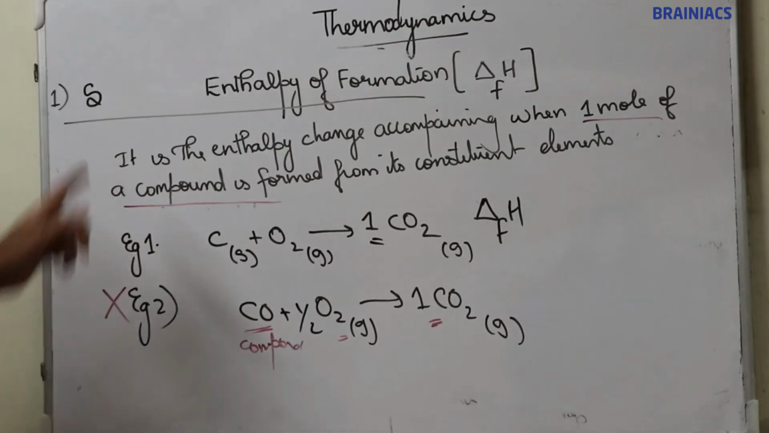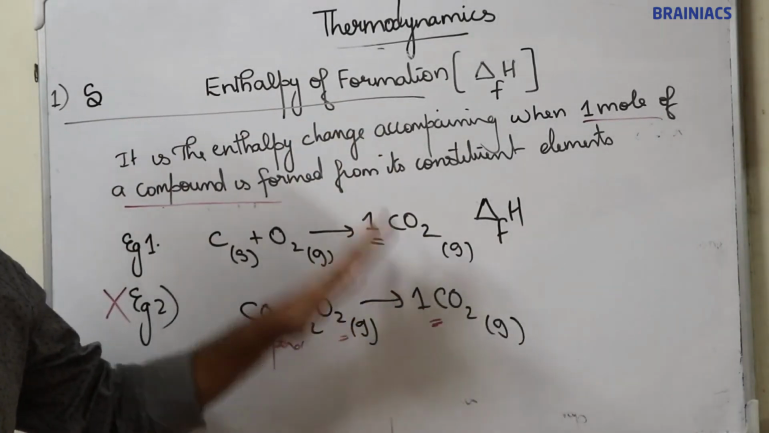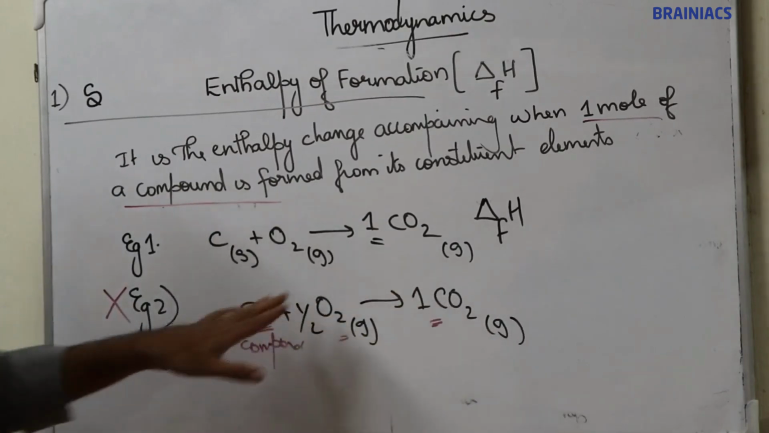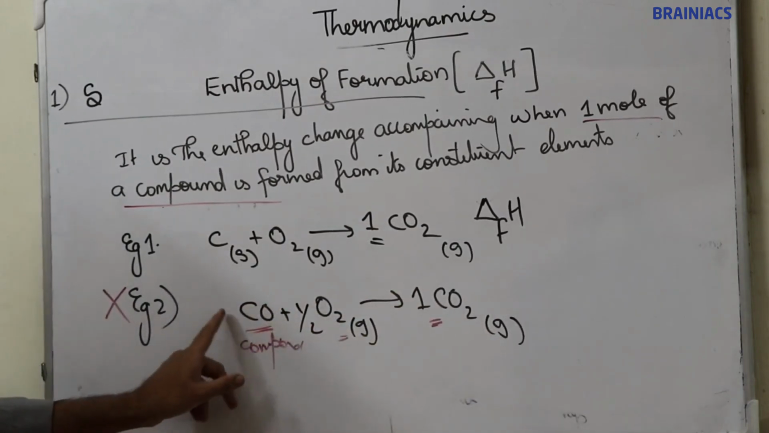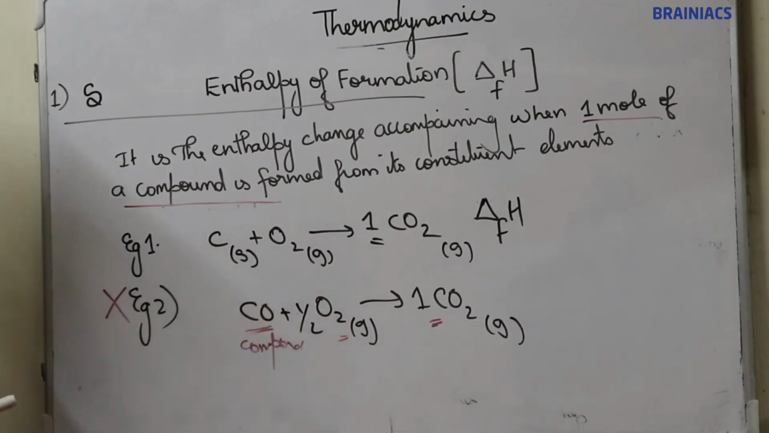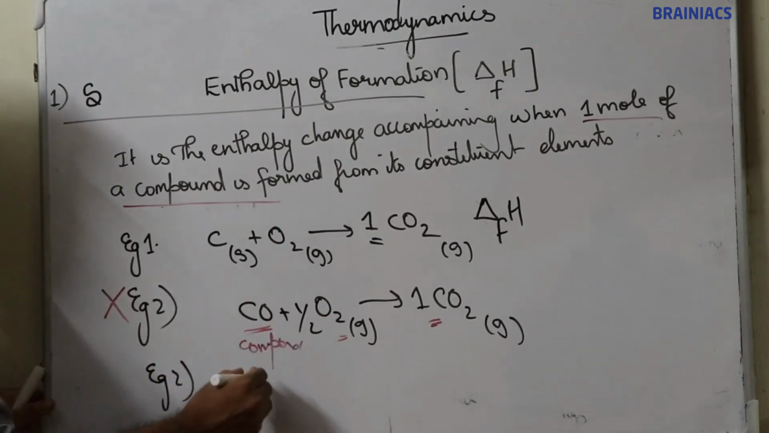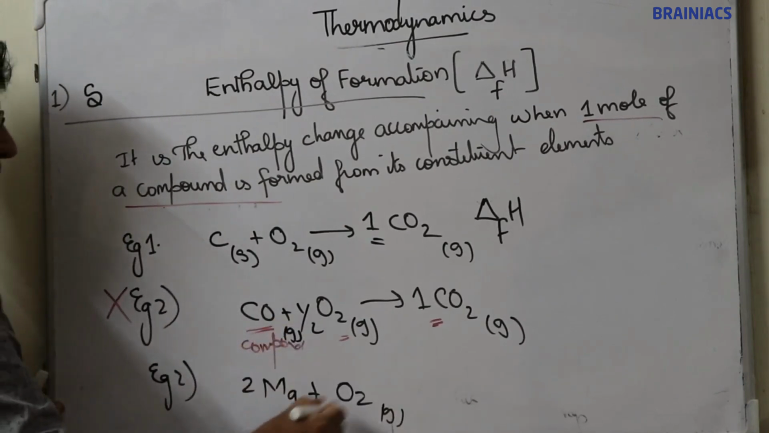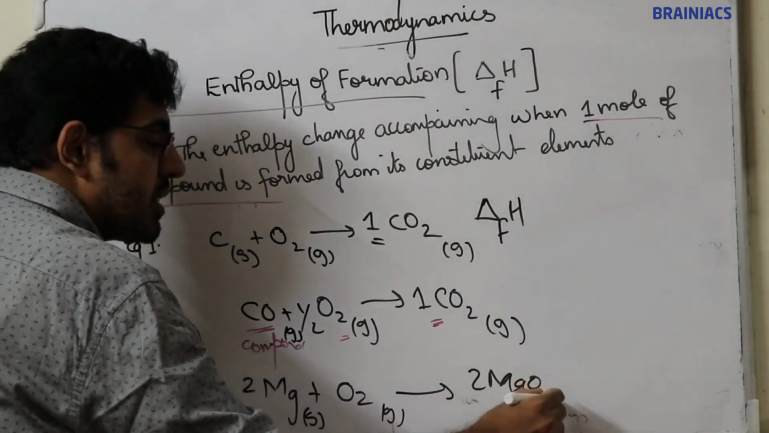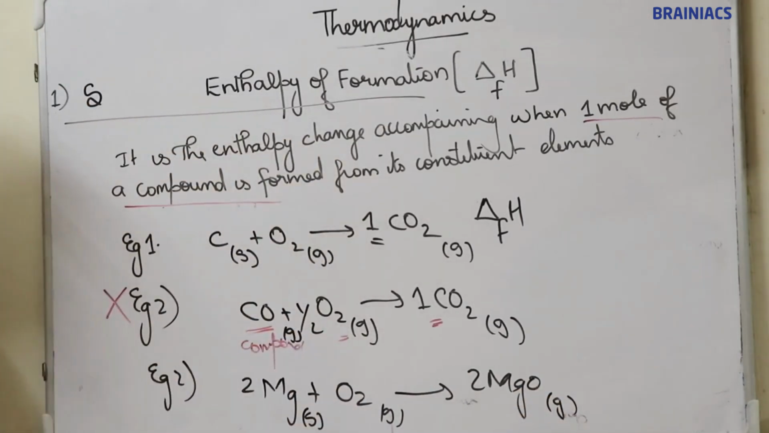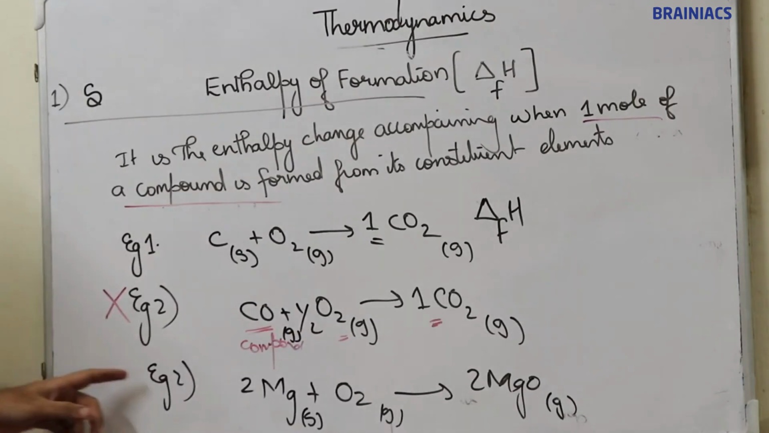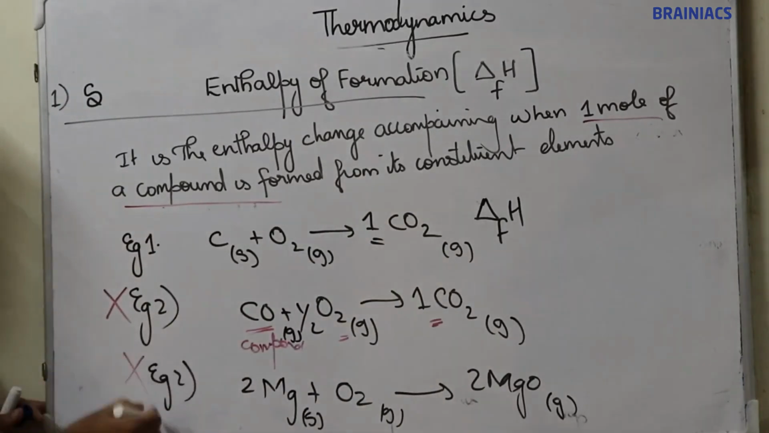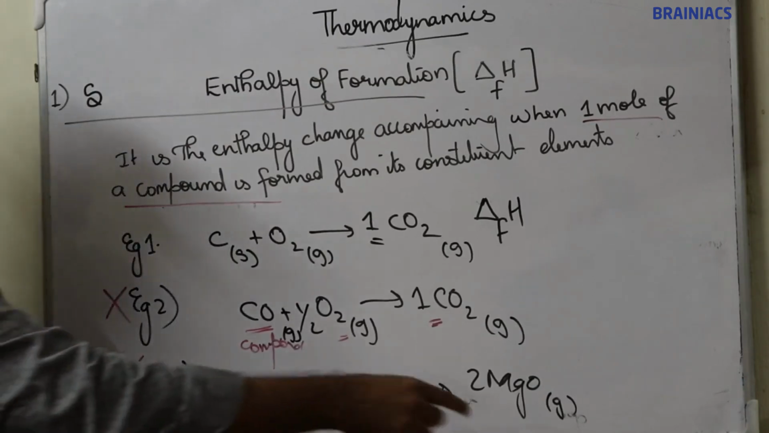What is enthalpy of formation? It is the enthalpy change occurring when 1 mole of a compound is formed from its constituent elements. Here 1 mole of compound is formed, but not from corresponding elements. This one is a compound, but oxygen is an element. Okay, now if you consider this reaction, 2 Mg plus O2 gas giving 2 MgO, magnesium oxide. Here 2 elements combine to form a compound, but this reaction is also not considered a formation reaction.